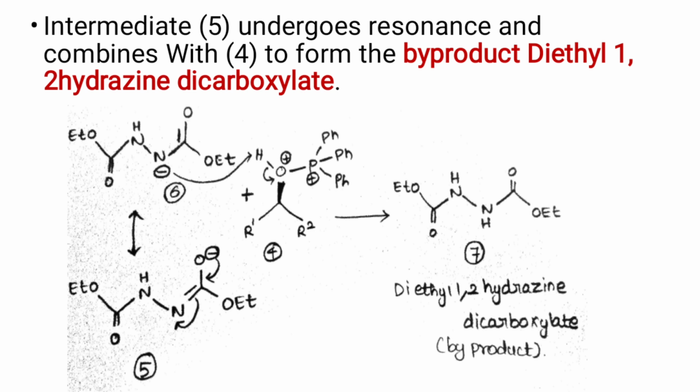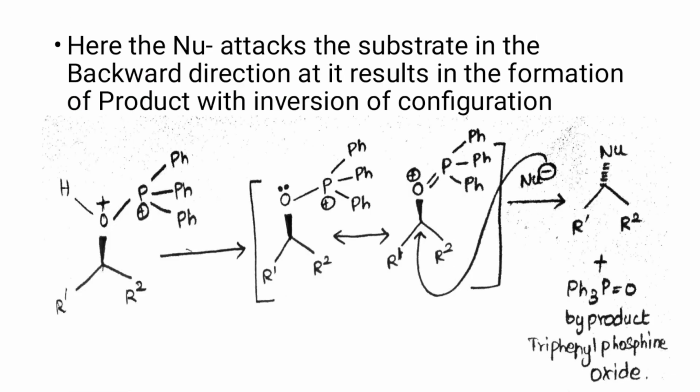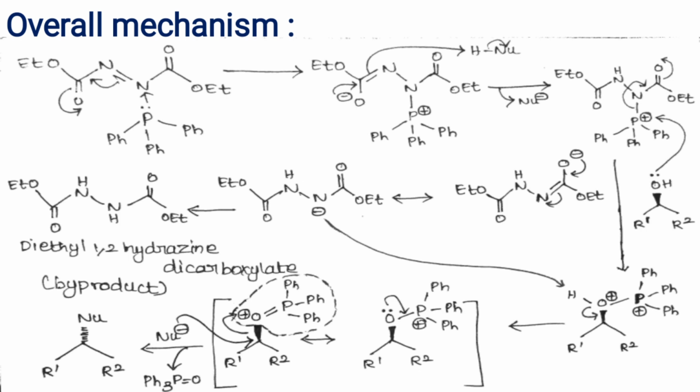In the next step, once the hydrogen bond is broken and the oxygen acquires a pair of electrons, because of resonance, a double bond is formed between oxygen and phosphorus. The nucleophile attacks in the backward direction and gets attached with inversion of configuration, and triphenylphosphine oxide is removed as a byproduct. This is the overall mechanism of the Mitsunobu reaction. Here I gave the overall mechanism.